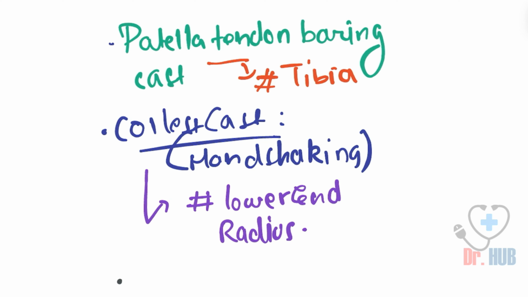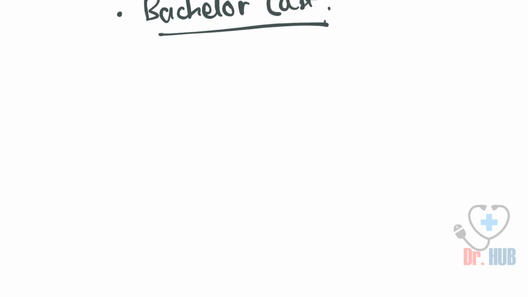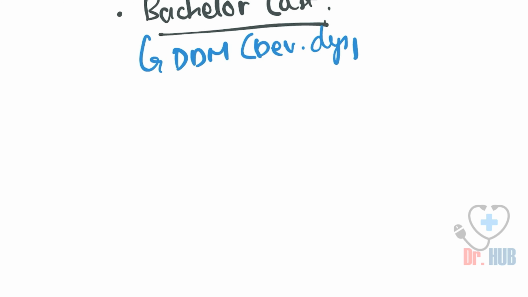Next, what we see is the bachelor cast. What is the bachelor cast? The bachelor cast is used for DDH, that is, developmental dysplasia of the hip.